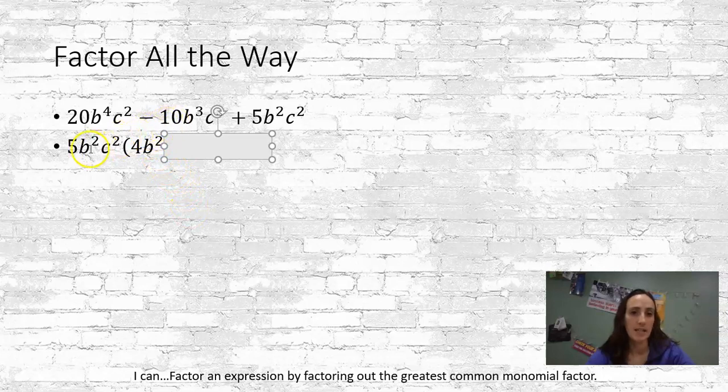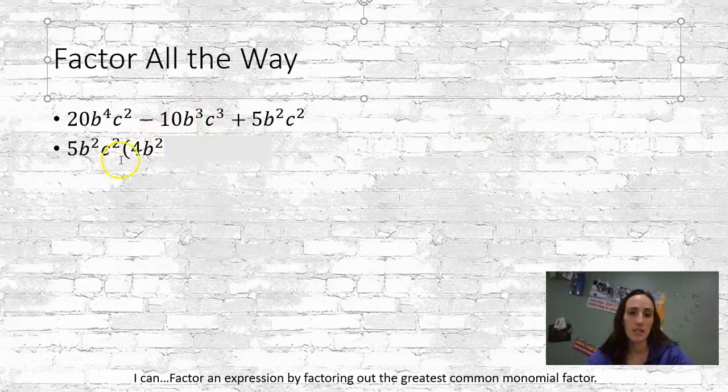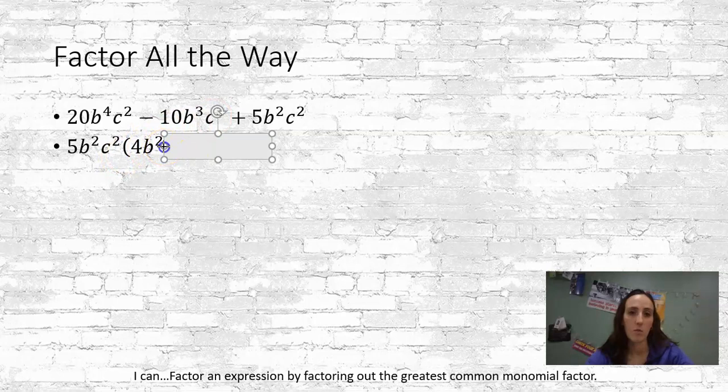If I had 10 and I take out the 5, 10 divided by 5 is 2. If I had 3 b's and I take out 2 b's, I have 1 b left. If I had 3 c's and I take out 2 c's, I have 1 c left. So here I have minus 2bc.